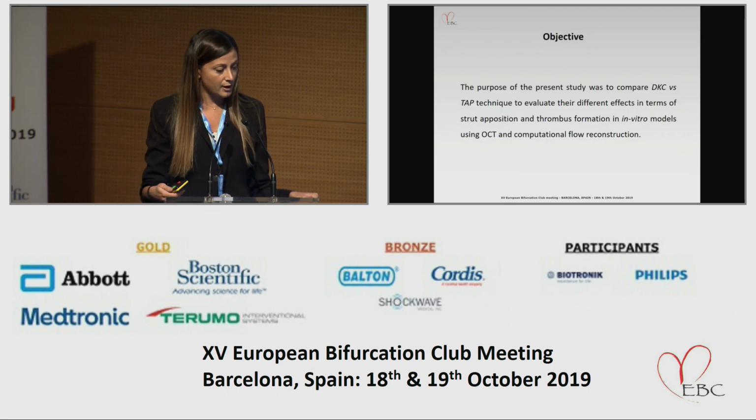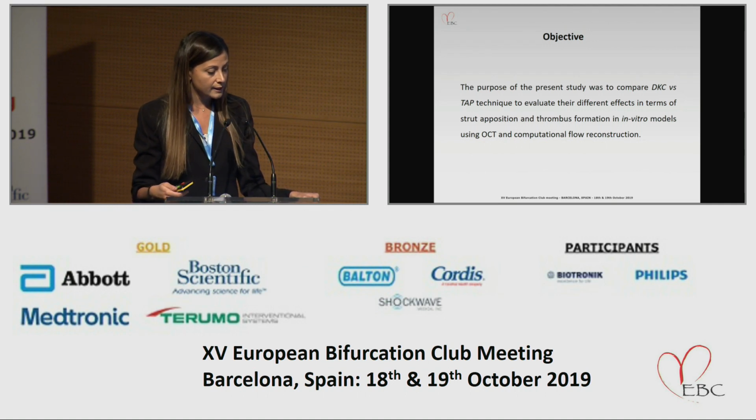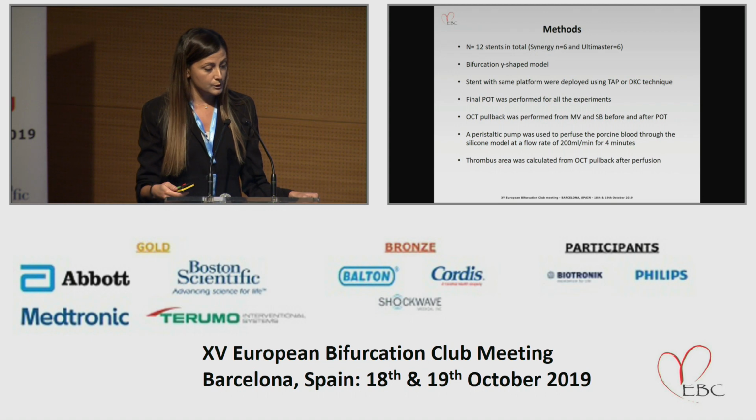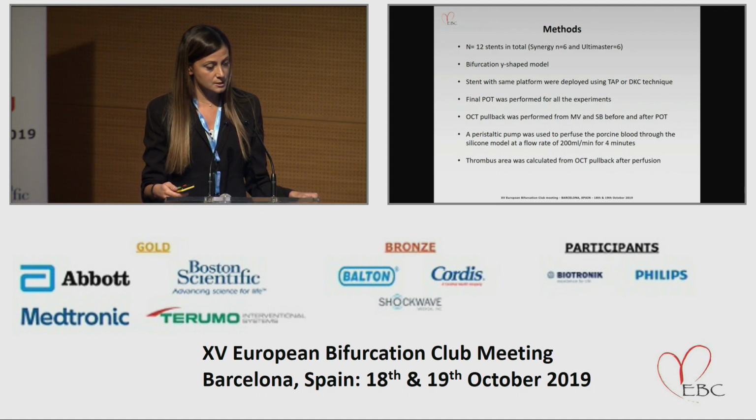So the objective of our study was to compare DK crush versus TAP technique to evaluate their different effects in terms of strut apposition and thrombus formation in in vitro models using OCT and computational flow reconstruction. We used 12 stents in total, 6 from each platform, in a bifurcation Y-shaped model. Stents from the same platform were deployed using TAP or DK crush. Final POT was systematically performed for all the experiments.